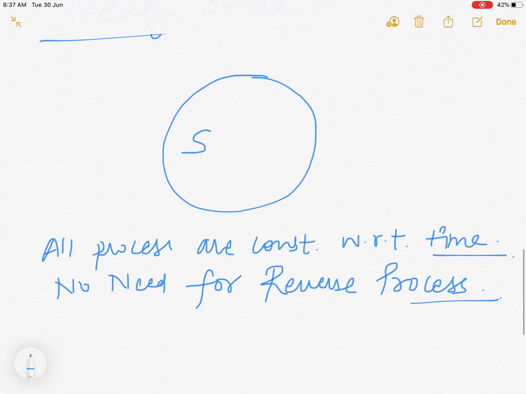So I hope you have understood what is thermal equilibrium and what is steady state for a semiconductor. We can replace that system with a semiconductor, right? Because it is a general definition for steady state and semiconductor.